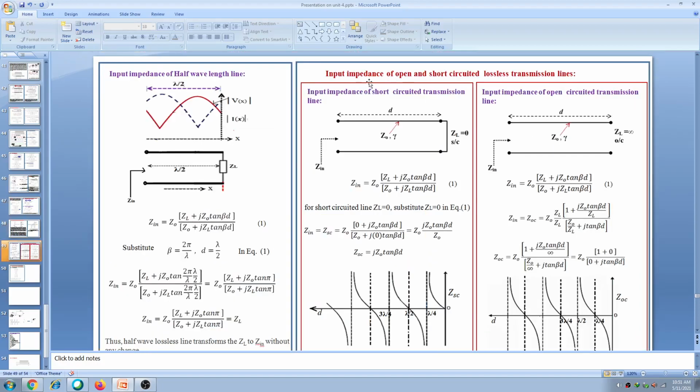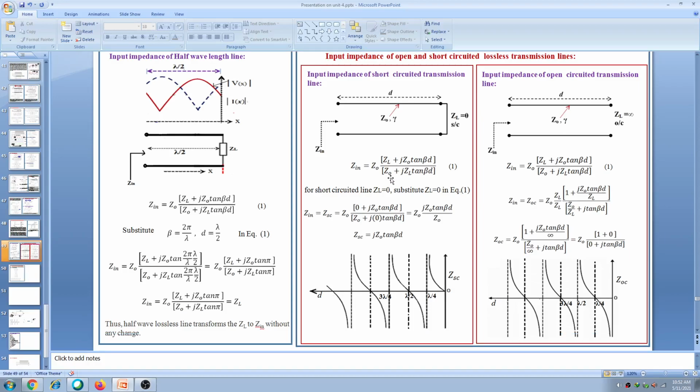In such a case, what is the input impedance if the length of the line is some arbitrary value? It may not always be lambda by 4. If it is lambda by 4, a short automatically looks like an open, and an open looks like a short. That happens when the length D is lambda by 4. But we are not always using lambda by 4; D may be anything.